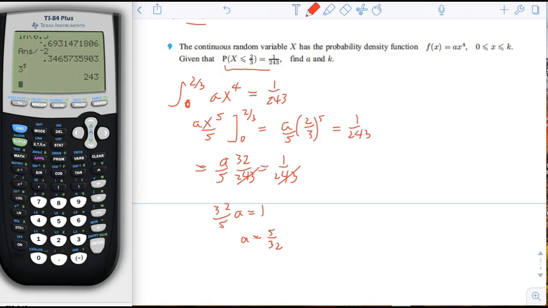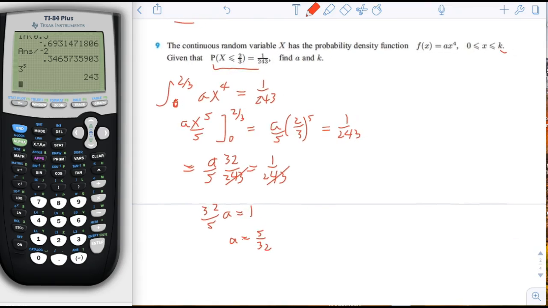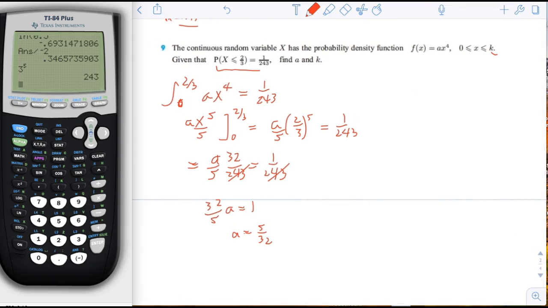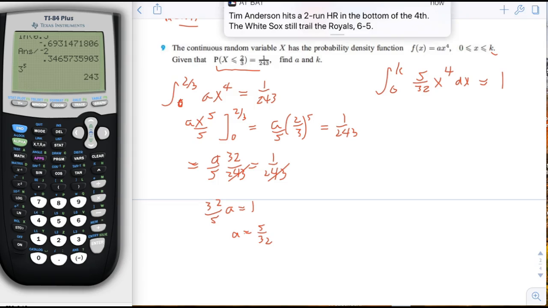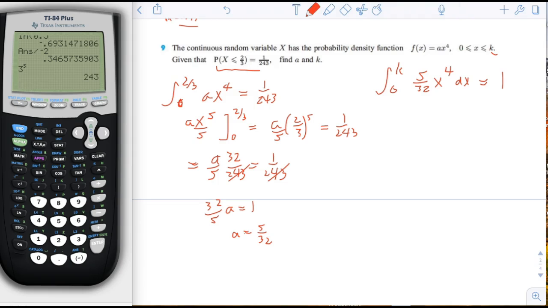Let's do the last part. It says to find k, and k is the right part of the interval. What do we know about k? We know that k is a certain number such that when we take the integral from 0 to k of 5/32 x to the fourth, we should get 1 because it's a PDF, right? This is normally the first thing we do in a problem, but in this case, it's the last thing we do in a problem, okay?